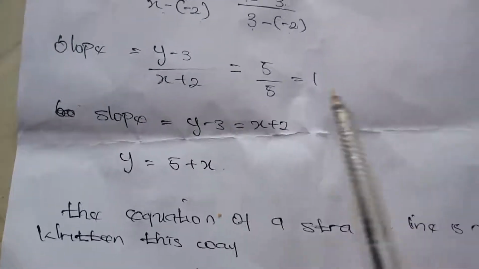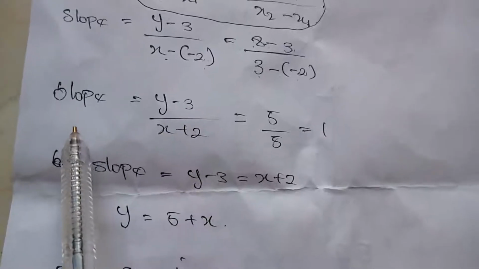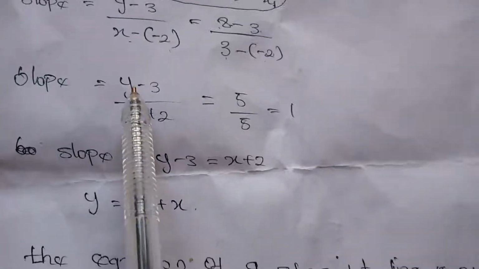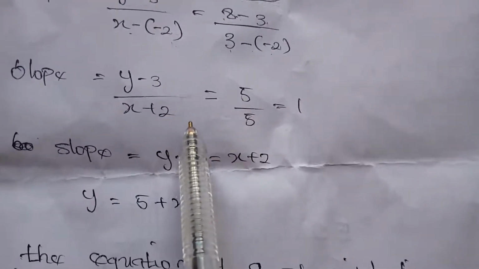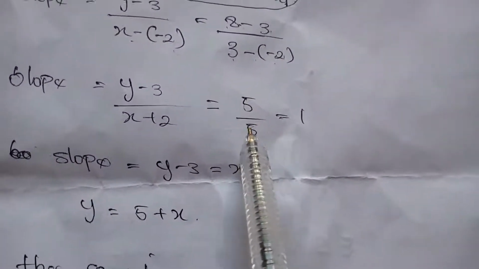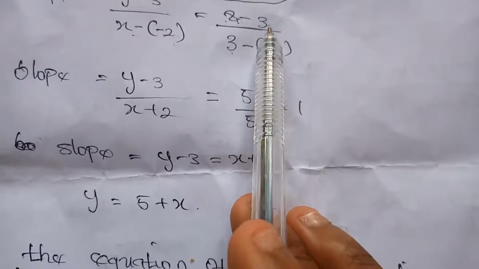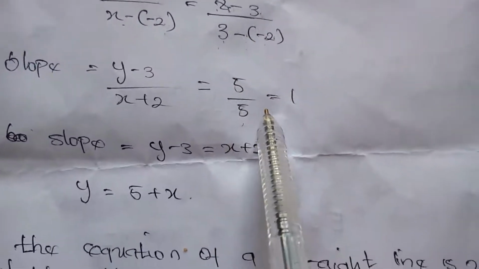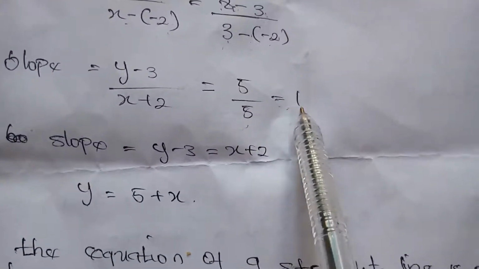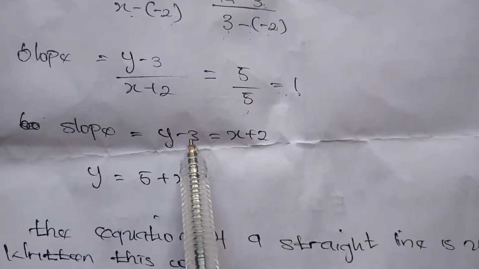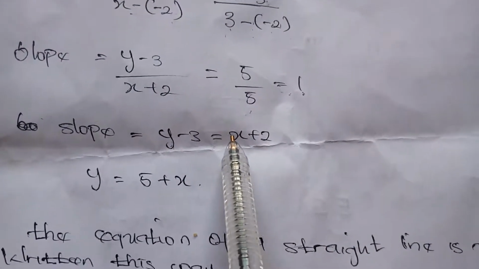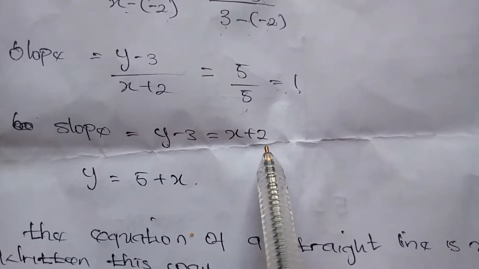So that is equal to, looking for our slope, don't forget, y minus 3 all over x plus 2 equals 5 over 5. 8 minus 3 is 5. This plus gives us 5. 5 divided by 5 is 1. So y minus 3 over x plus 2 is equal to 1.